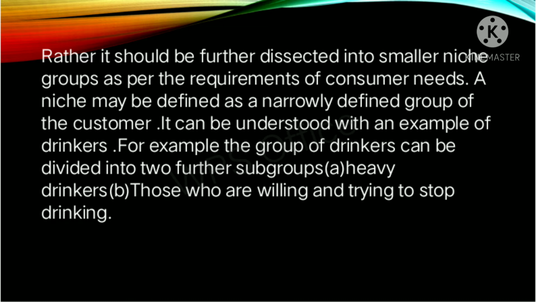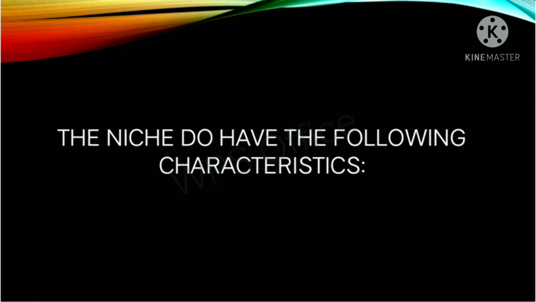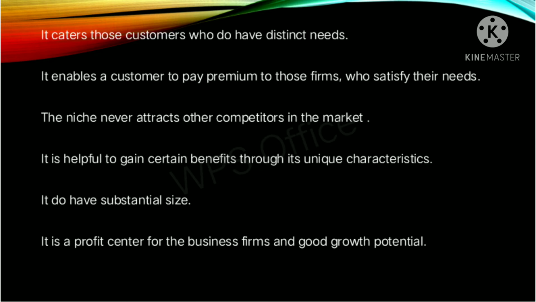It can be understood with an example of drinkers. For example, the group of drinkers can be divided into two further subgroups: A, heavy drinkers; B, those who are willing and trying to stop drinking. The niche B has the following characteristics. It caters to those customers who have distinct needs. It enables a customer to pay a premium to those firms who satisfy their needs.